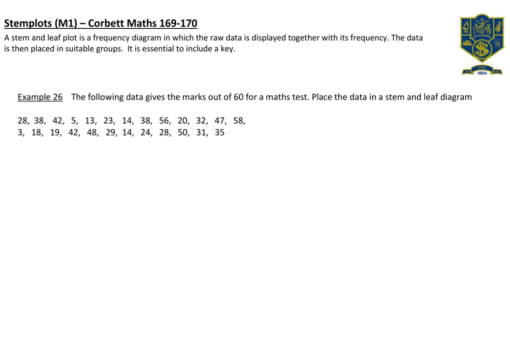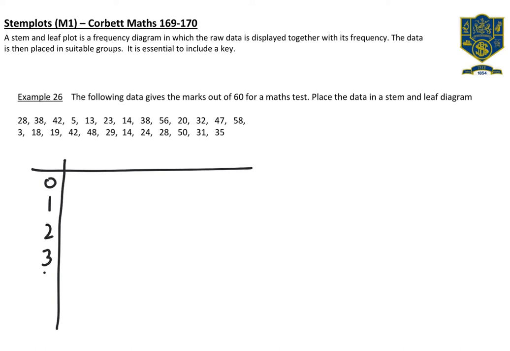So example 26: the following data gives the marks out of 60. Place them in a stem and leaf diagram. So I'm going to draw my stem and my leaf, and I'm going to go through the data and place them in now. It's 2 digits, so I'm going to go from 0 up to 60. So my tens is going to be 0, 1, 2, 3, 4, 5, and I'll put in a 6 in case somebody did get full marks.